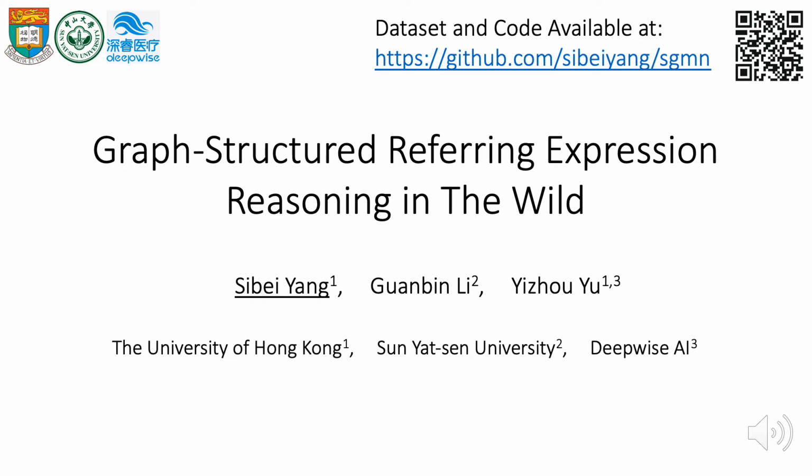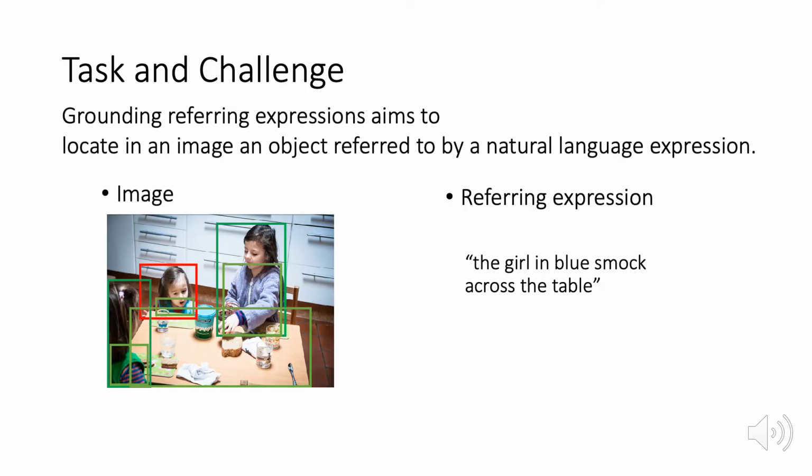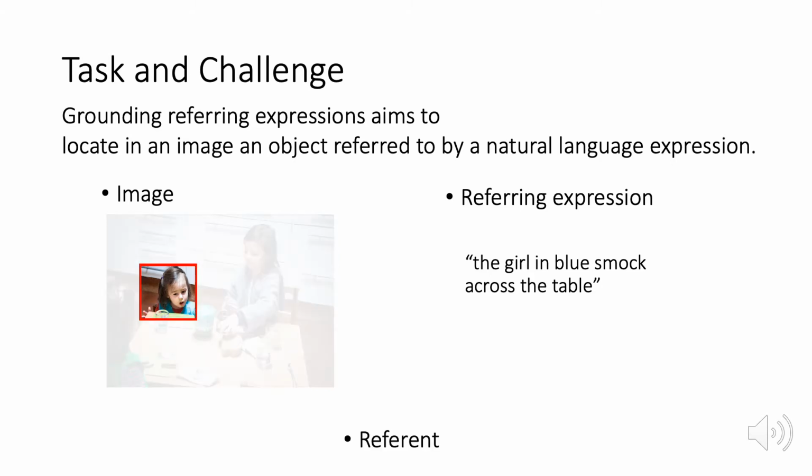I'm going to present our work in referring expression reasoning. Grounding referring expressions aims to locate in an image an object referred to by a natural language expression. The challenge is that referring expressions are generated in an unconstrained sense, which normally not only describes the appearance of the referent but also its relationship to other objects.